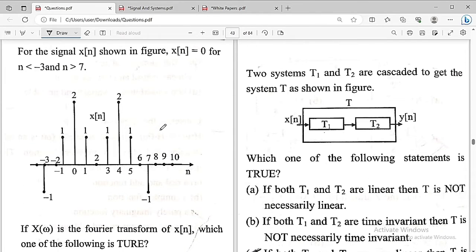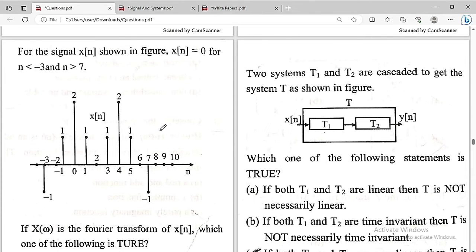So now we are going to solve another question. The question says that for the signal x of n shown in the figure, x of n is equal to 0 for n less than minus 3 and n greater than 7.